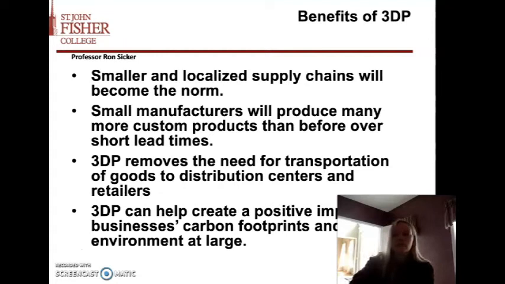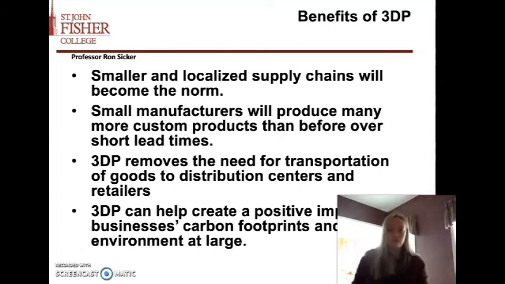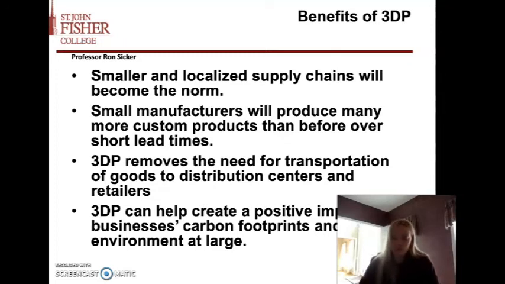So a couple benefits of 3D printing is smaller, more localized supply chains will become the norm. So people will have to do less travel for logistics services, probably less carbon emissions into the atmosphere from that decreased amount of large travel that companies would have to do for their logistics supply chain. And smaller manufacturers can produce a lot more custom products for short lead times, which is really important for things like mass customization. And then, like I mentioned a little bit, 3D printing removes the need for transportation of goods to distribution centers and retailers. So you can already have it and distribute it yourself, and you don't have to outsource that step of your logistics process. And it can also, like I said, create a positive impact on businesses' carbon footprint and the environment at large by having less travel to transport their products.